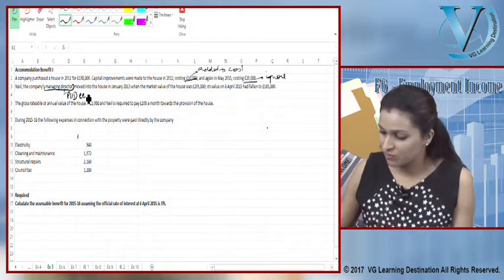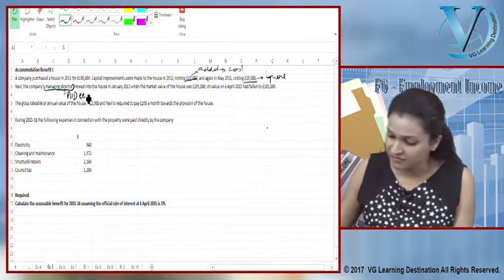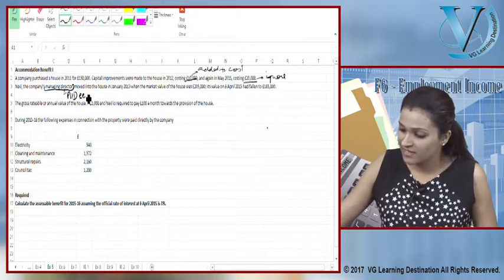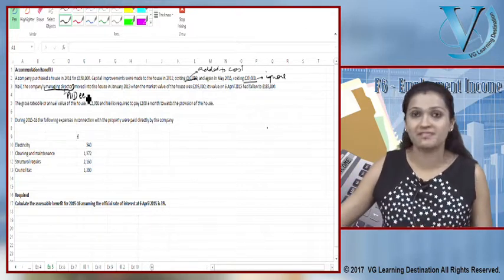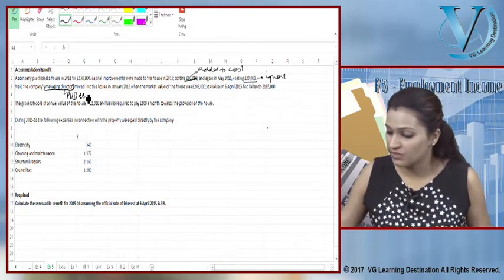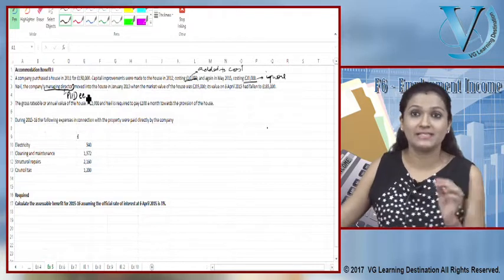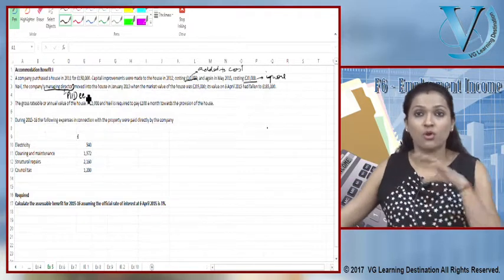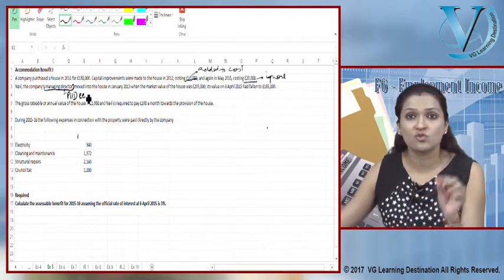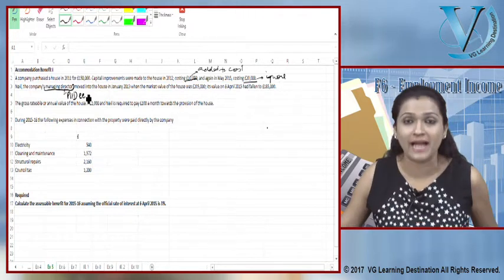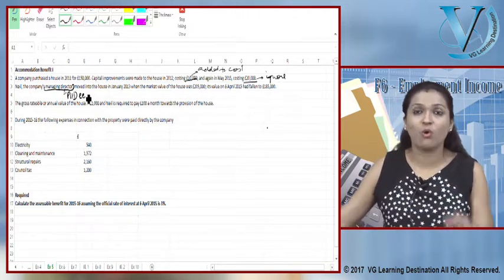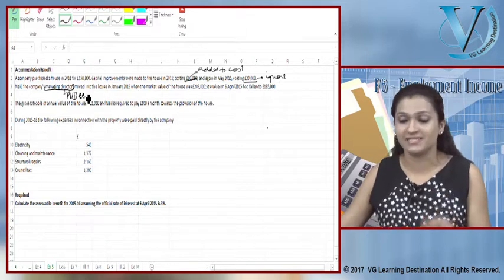When the market value of the house was £205,000, its value on the 6th of April 2015 had fallen to £185,000. Like I told you, the examiner will always give you a lot of figures just to confuse you. Now we have to look at open market value or the cost when first made available.